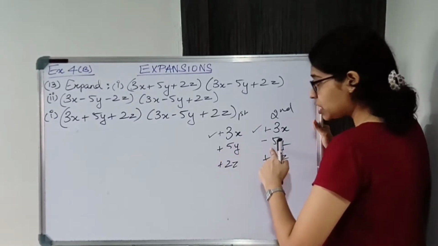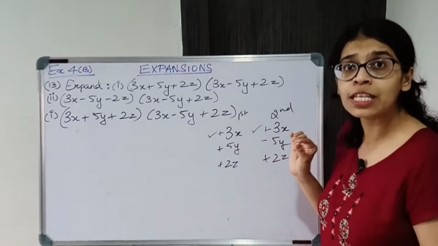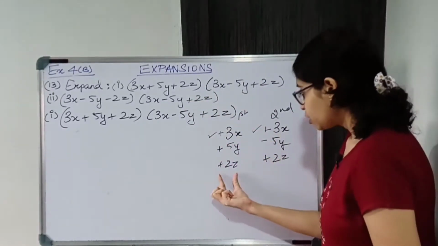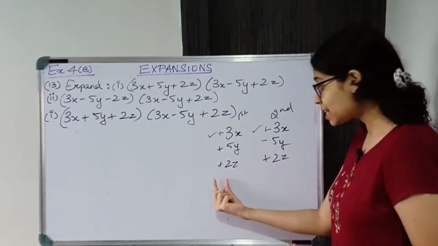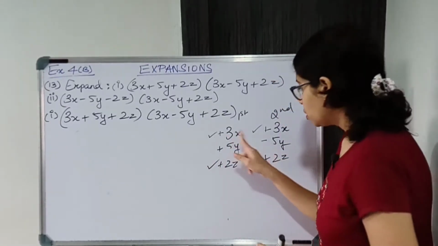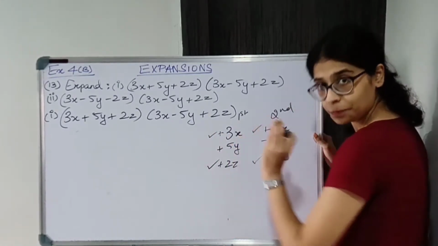This one is positive, this one is negative. So 5y is not having same sign in both the brackets, so we'll not consider this. 2z, 2z. It is having positive sign in both the brackets. So what we will do? We will group this and this and this and this.